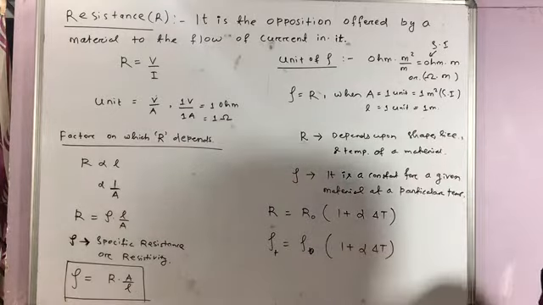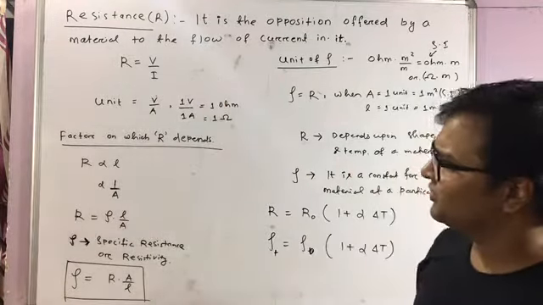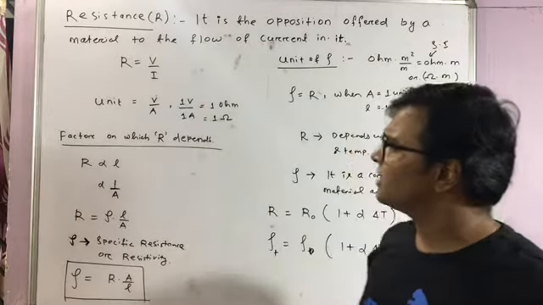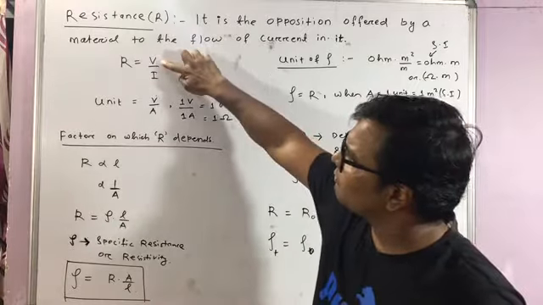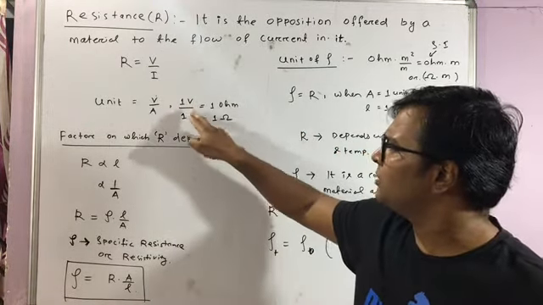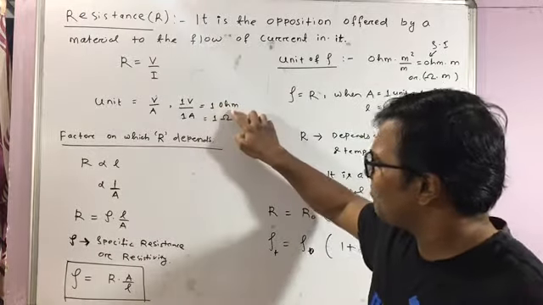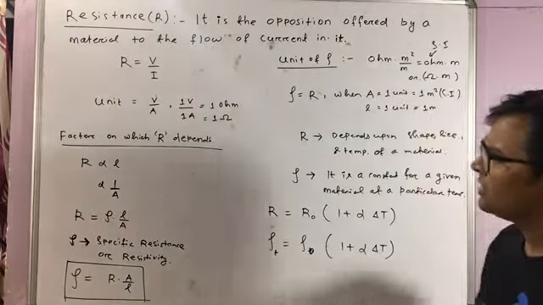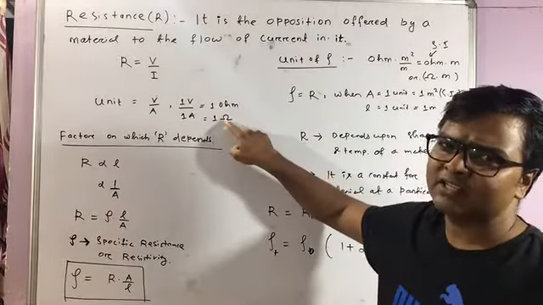Then we will see what is the unit and dimension of resistance. We know that resistance is given by V by I from Ohm's law. Here the unit of V is volt, and the unit of current is ampere. So volt per ampere is the unit of resistance, and 1 volt per 1 ampere is 1 ohm, which is the unit of resistance. This is the symbol of resistance, ohm.